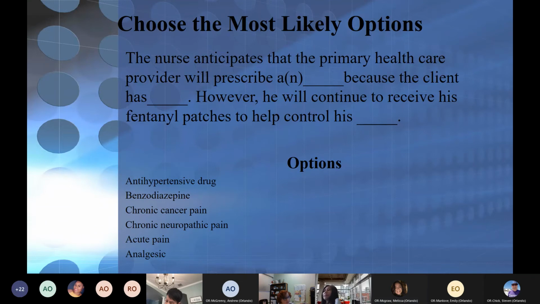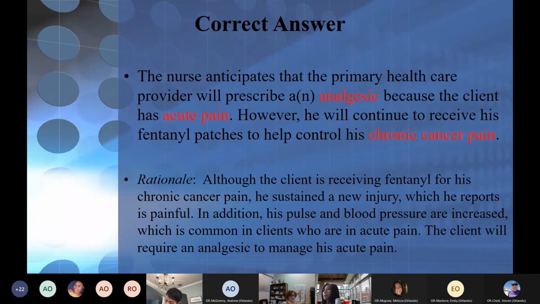Cancer pain. Excellent. I give you the answers and the rationale. And notice that he's receiving fentanyl for his chronic cancer pain. That is true. However, he's got a new injury, and he's talking about his new injury with the pain. His blood pressure and pulse, as you indicated, are increased. You did a good job on the findings. And it's common in our patients who have acute pain. So he'll need an analgesic to manage his acute pain.